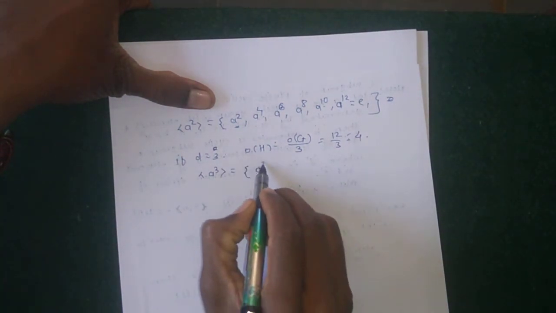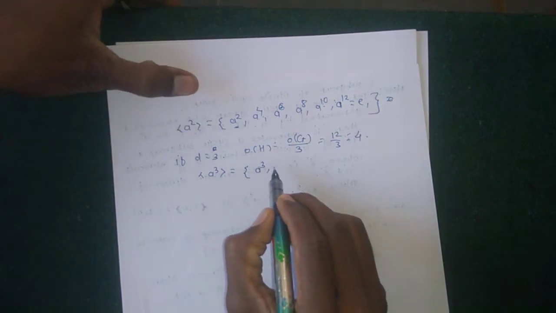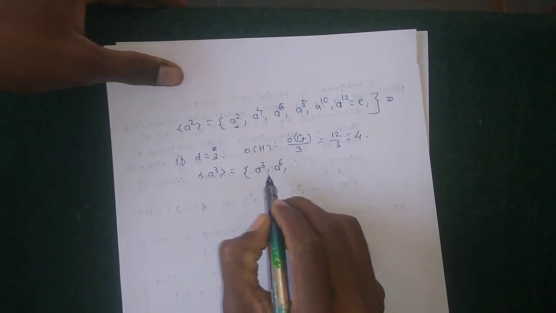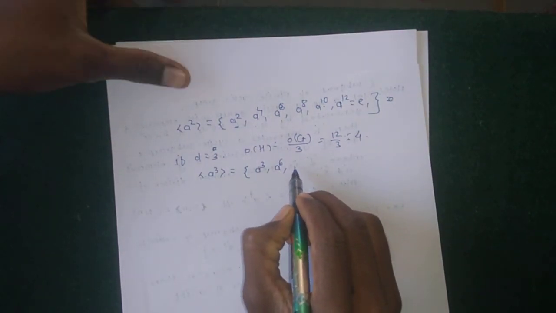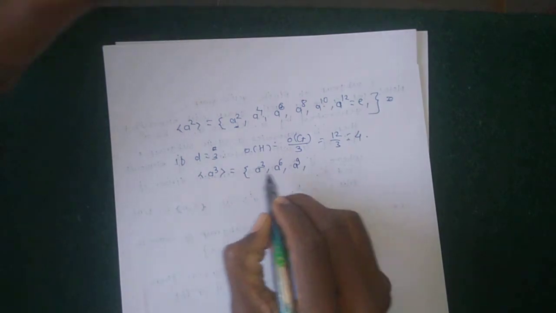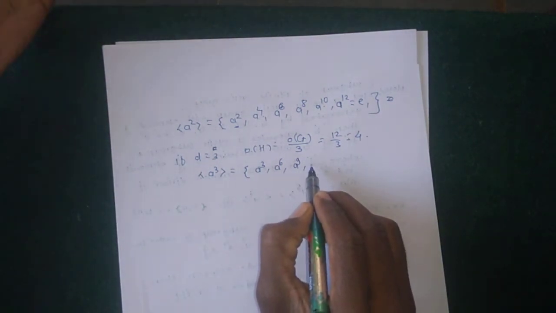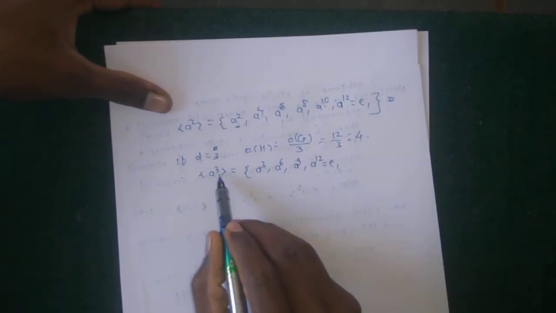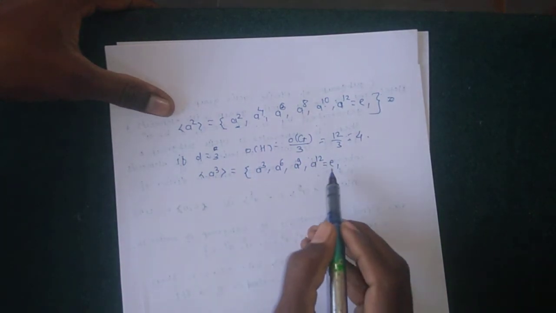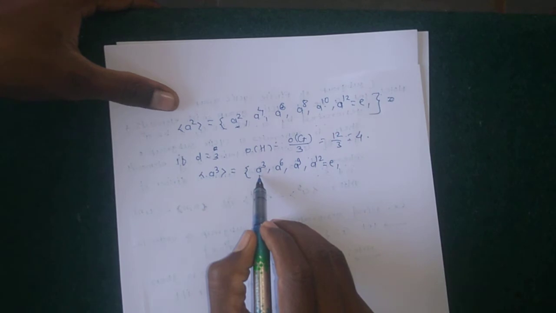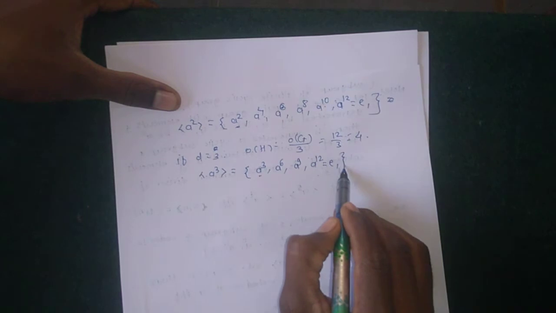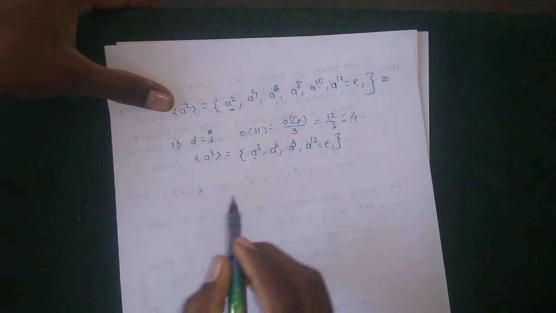Which elements? A cube: if the power of A cube is 1, then A cube; if 2, then A raised to 6; if 3, then A raised to 9; if 4, then A raised to 12, which is identity. If the power is 5, then 5 into 3 equals 15, and 15 is congruent to 3 modulo 12, so A cube is repeated again here. Similarly, these elements are repeated, so it contains only 4 elements. So this is one subgroup.